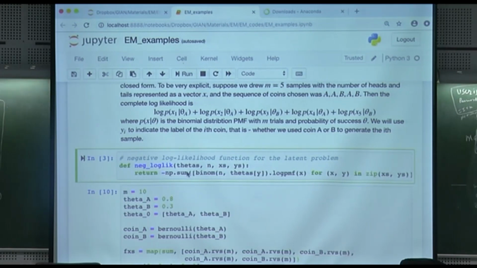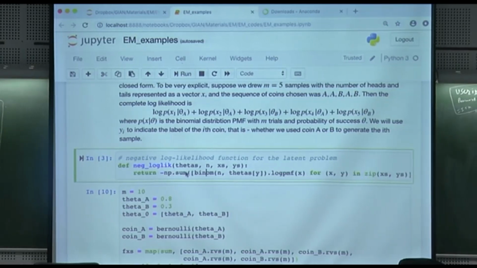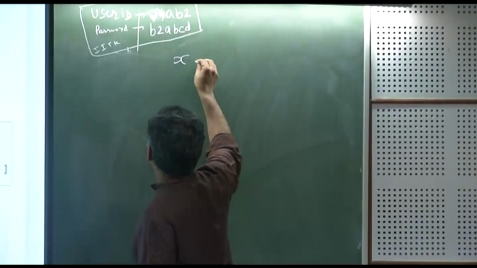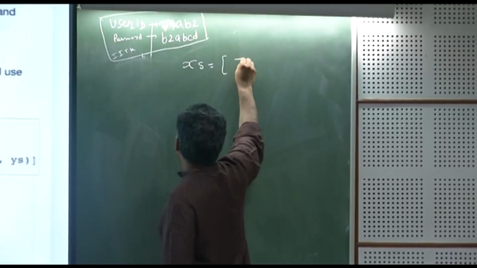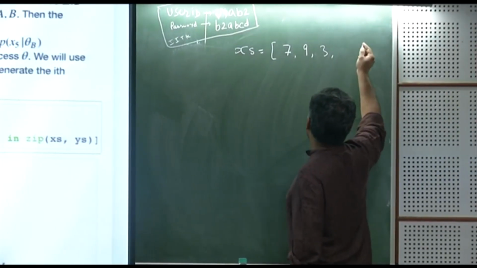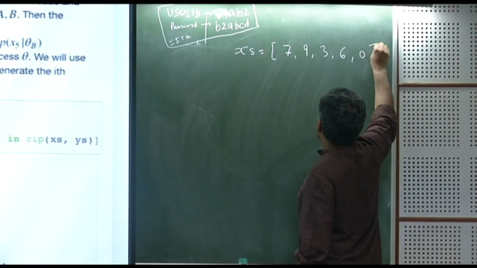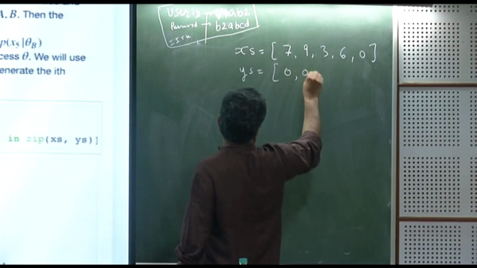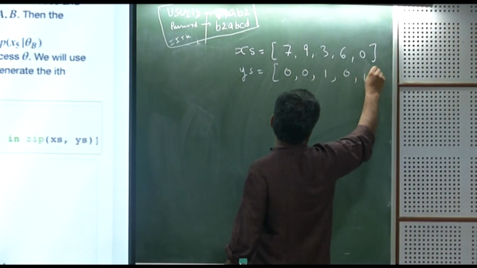So let's unpack all of this so that you understand what's going on. First thing is, what does this zip do? My xs stand for whatever it was, 7, 9, 3, 6, 0, something like this. Y was 0, 0, 1, 0, 1.